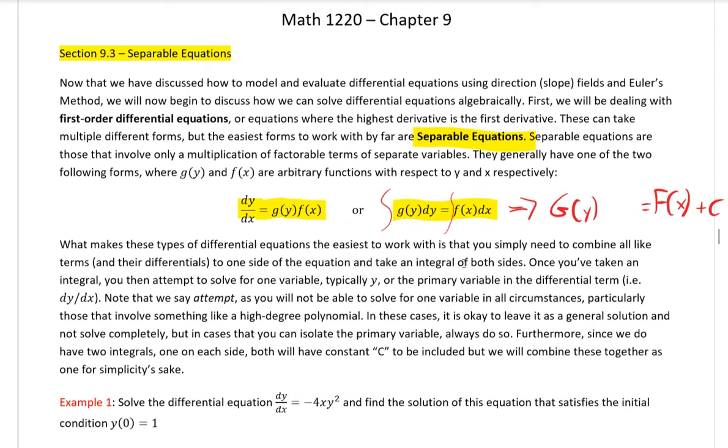So let's do a couple examples, and we're also going to do some examples here that have initial value problems, where we'll be able to solve for what that unknown constant is supposed to be, given the points of the initial value.